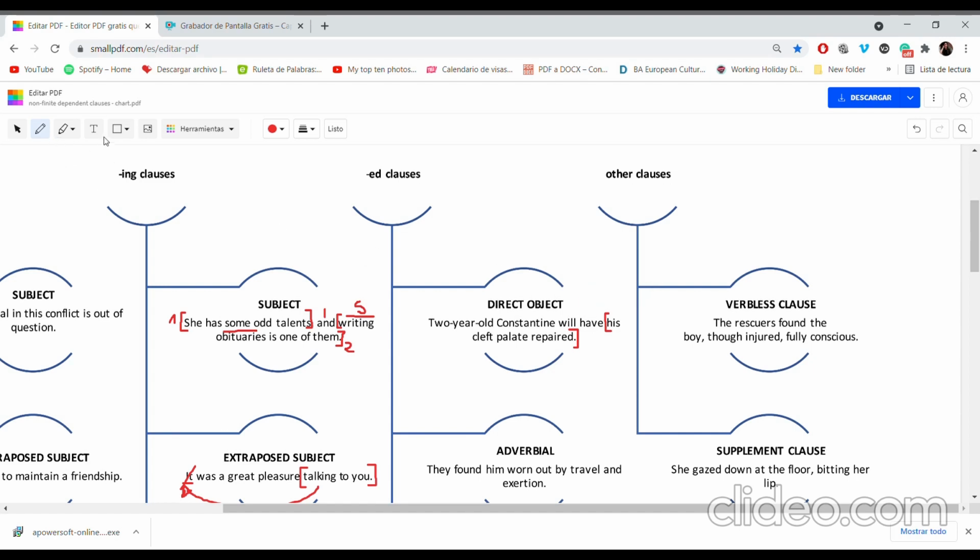And the way you will analyze this will be, as always, non-finite dependent clause. In this case, the following category is the one of an ed clause, right? And the syntactic role will be the one of a direct object.